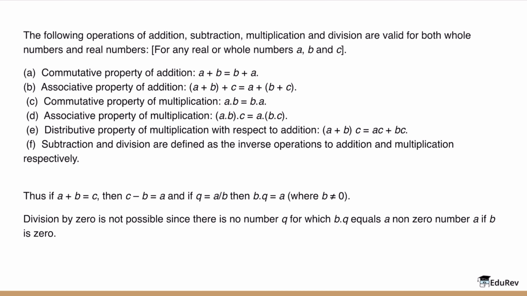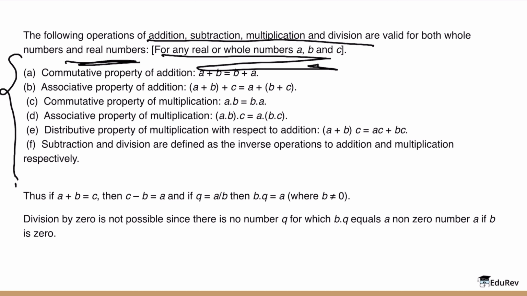Okay, so now the following operations of addition, subtraction, multiplication and division are valid for both whole numbers and real numbers. And for any real or whole number A, B, C, these are the properties which you need to remember. These are very basic properties which you people have already done in your 9th or 10th class, or even in your 7th or 8th class as well. It's like commutative property, associative property, distributive property, simple properties.